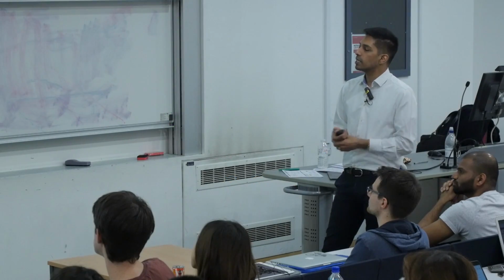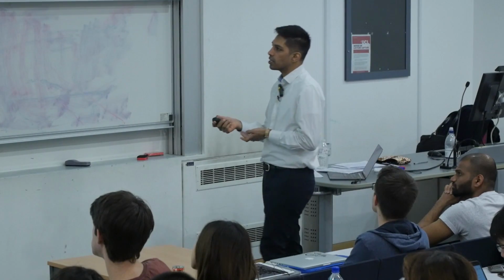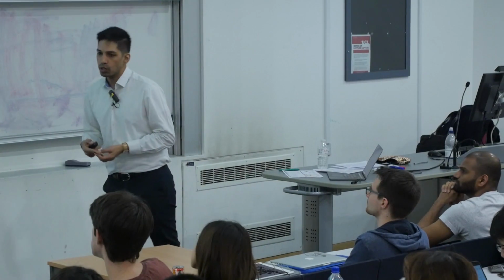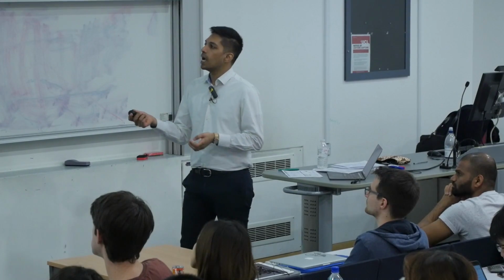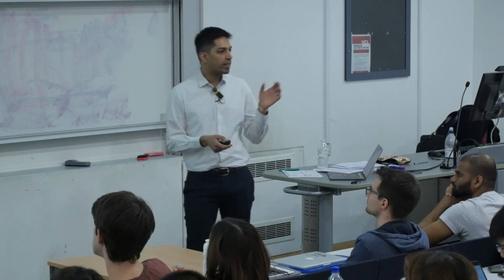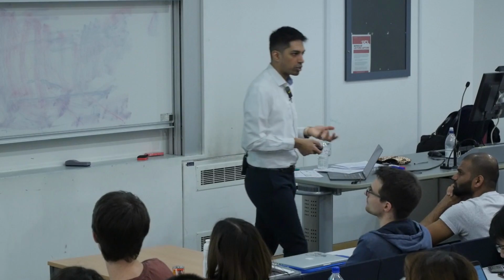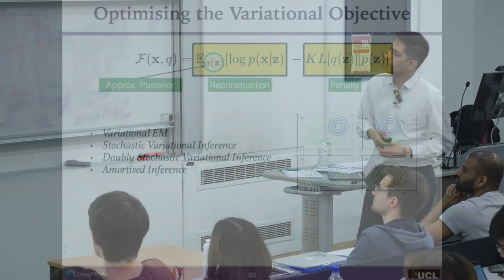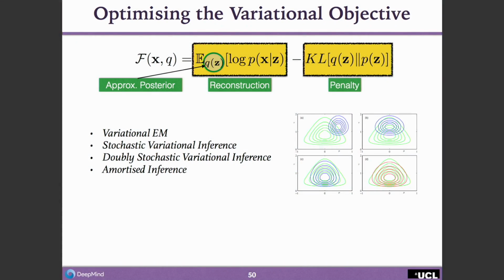So the last bit is to look at the optimization of this kind of loss function. There are many different ways of doing the optimization. The classical way was to do what is called the variational EM algorithm, and then to do stochastic versions of that where we can subsample and use mini batches of data instead. Then more recently came this idea of doubly stochastic variational inference, which I'll explain, coupled with the idea of amortized inference, which is the one that most people use today.